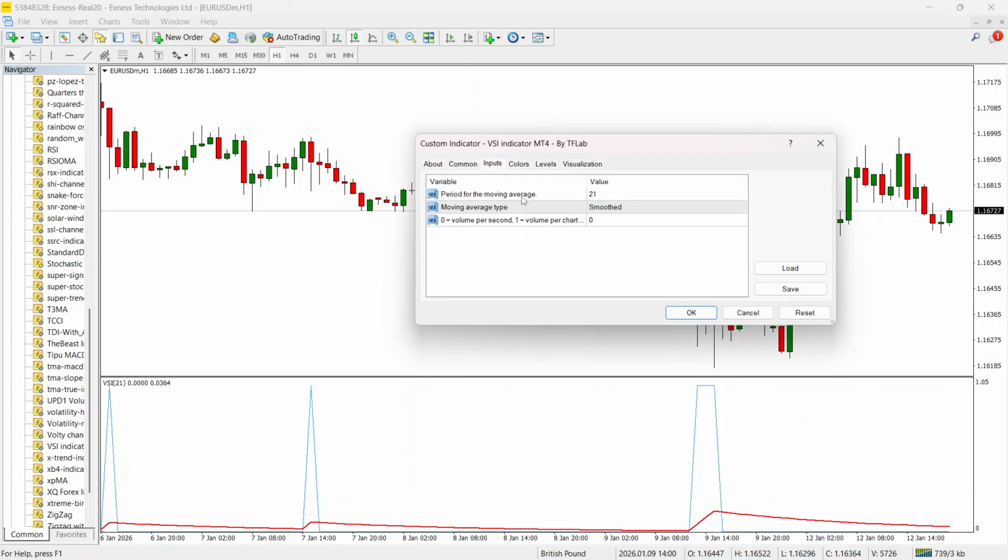If you check your settings, the 21 that displayed in the pop-up for the indicator refers to the period for the moving average, which you can adjust to suit your needs. You can also adjust the moving average type from simple to exponential to smoothed and linear weighted, and you can adjust the volume per second or volume per chart.